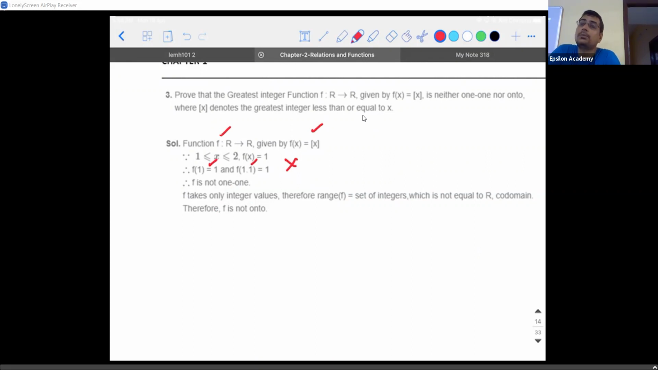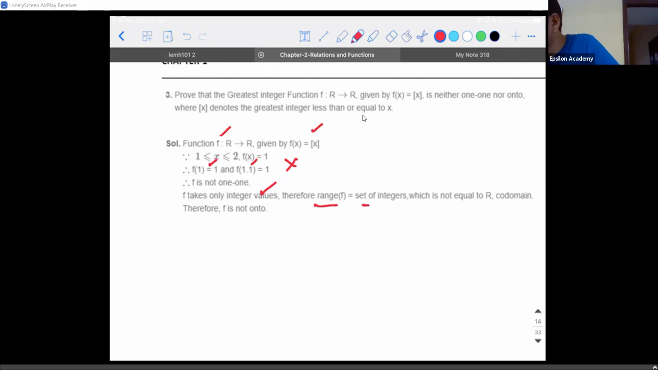You cannot see. So there are certain elements in the codomain which do not have a pre-image. What are all the elements in the codomain which do not? You cannot generate the output to be a fractional value. So that's what they're trying to say. f takes only integral values, or integer values.